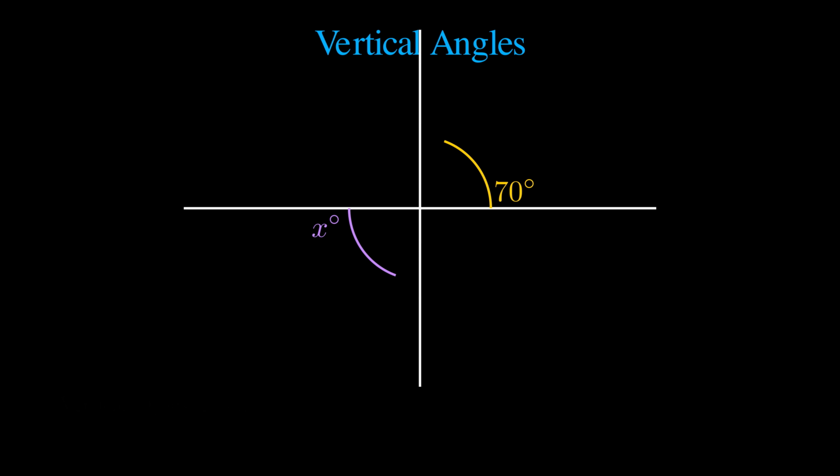Let's look at our first example. One of the angles measures 70 degrees. The angle directly opposite it is labeled with the variable x. Since vertical angles are equal, x must also measure 70 degrees. So we conclude that x equals 70 degrees.